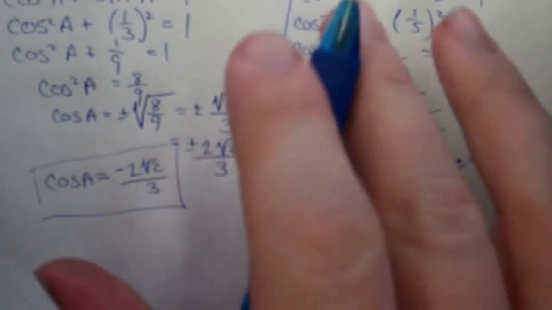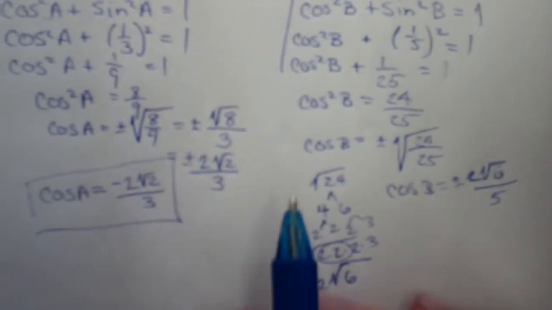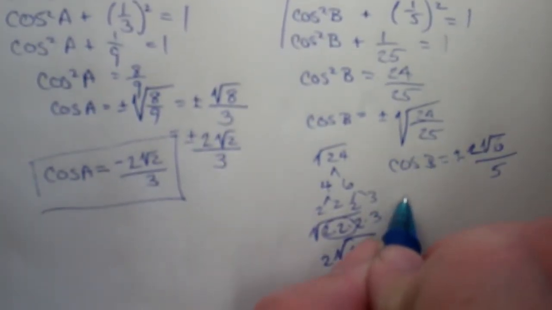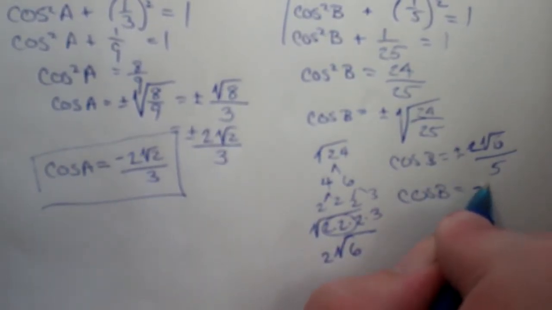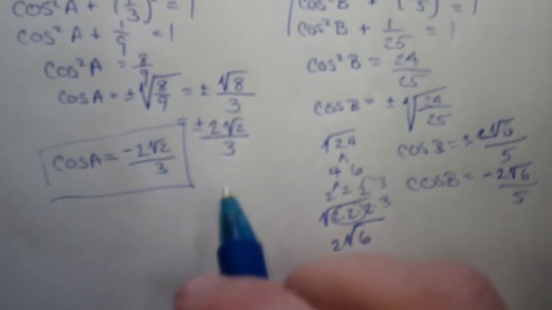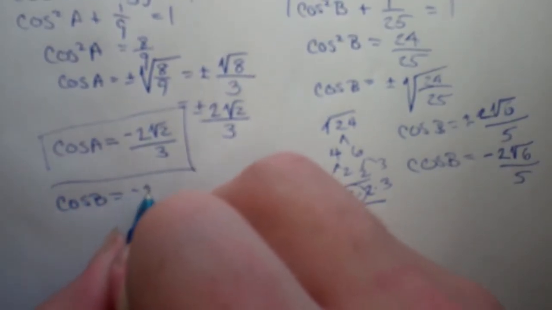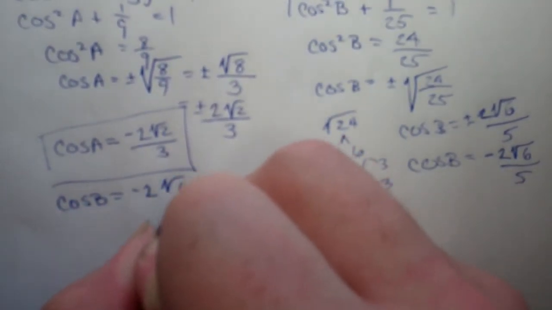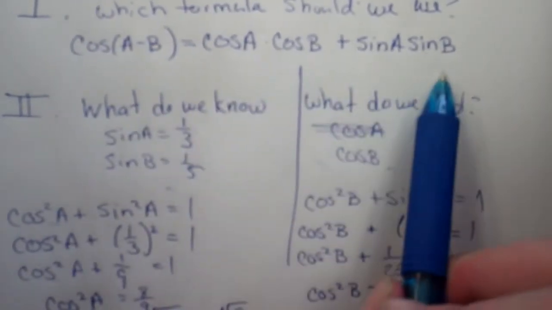And it tells us that B is also a second quadrant angle. And since it is a second quadrant angle, that means that we want to use the cosine of B is equal to the negative 2 radical 6 over 5. And so now we know the cosine of B as well. The cosine of B is negative 2 radical 6 over 5. Well, now we know everything that we need to use this formula.